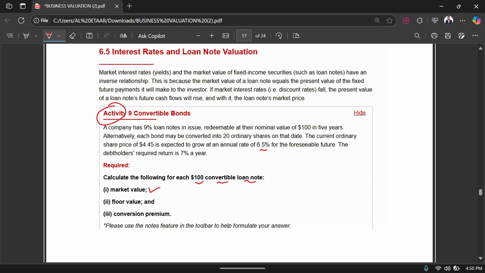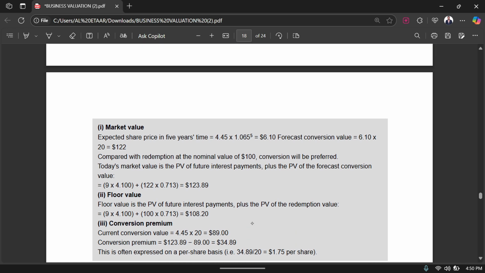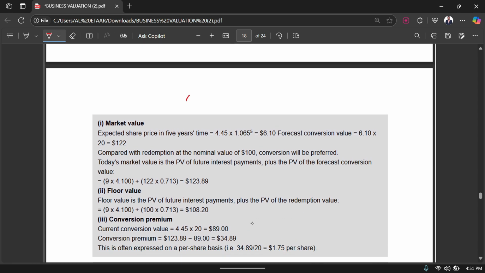So first of all, forget about the floor value and the conversion premium. We don't know what that is. We just have to learn how to calculate the market value of the convertible loan note. So the way you calculate the market value is, like I said, step number one, you study the option: are the investors going to go for the conversion, or are they going to keep the same loan note? That is something you need to study first.